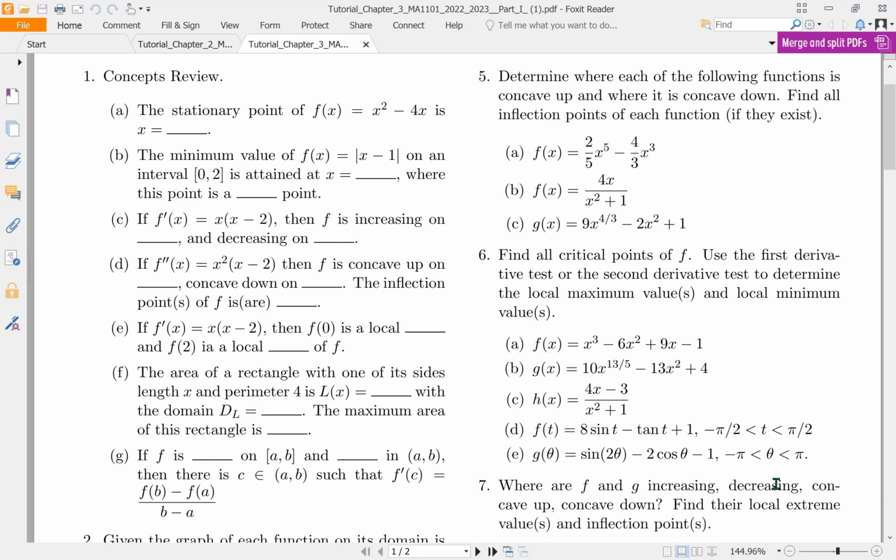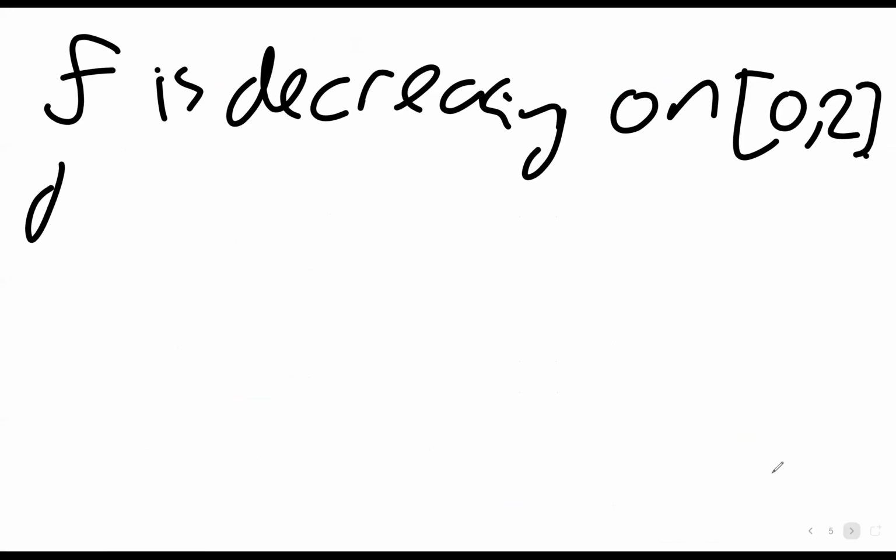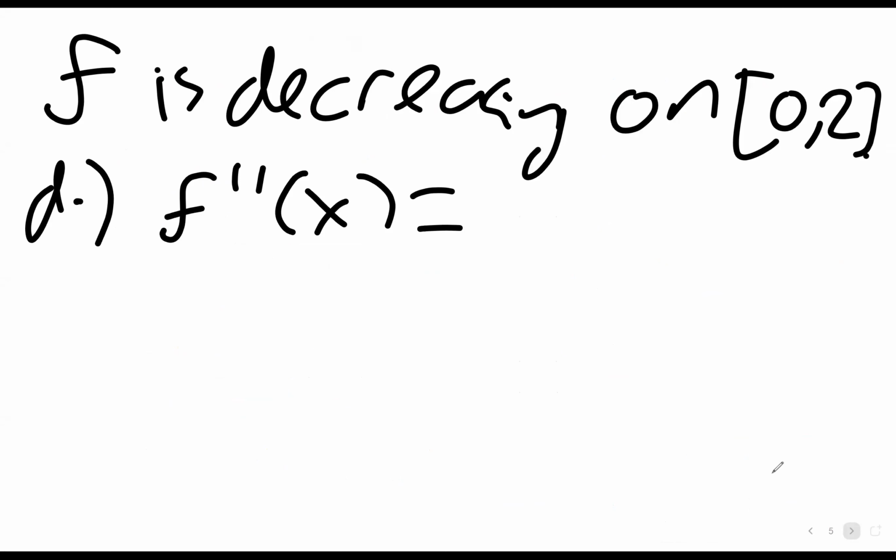Recall that if the second derivative is positive, then the function f is concave up. And if the second derivative is negative, then the function f is concave down. For example, if I consider part D here, I have f double prime of x equals x squared multiplied by x minus 2.